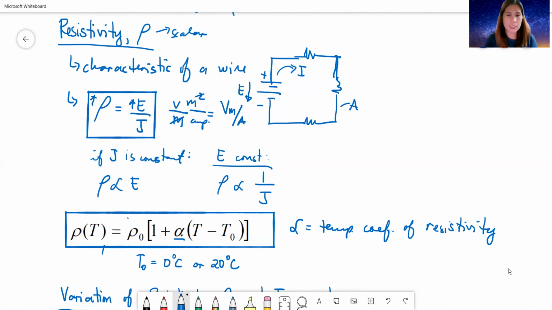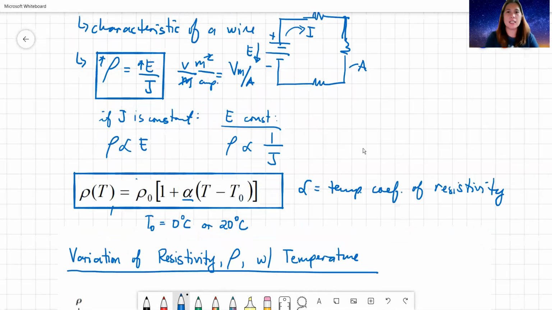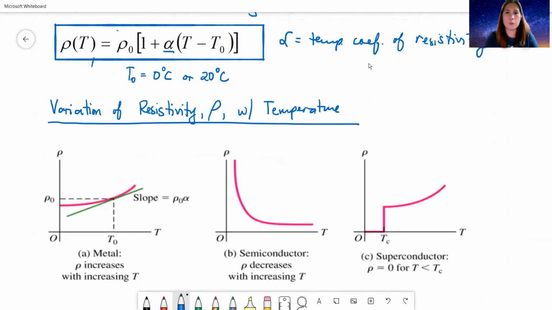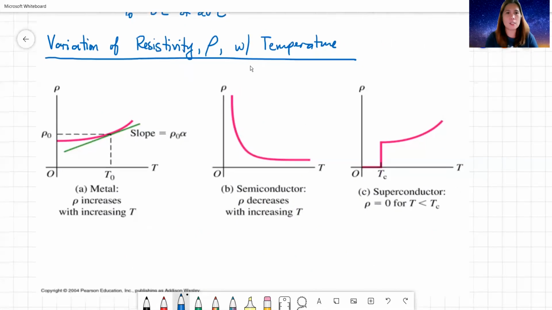So let's take a closer look at the variation. How does resistivity change with temperature on three different significant materials in the world of electricity and electronics? And this group of materials are the following. So we have the family of the conductors or metals, and then another important material in your field, ECE, in electronics, would be the semiconductors. And then another interesting material, we have the superconductors.